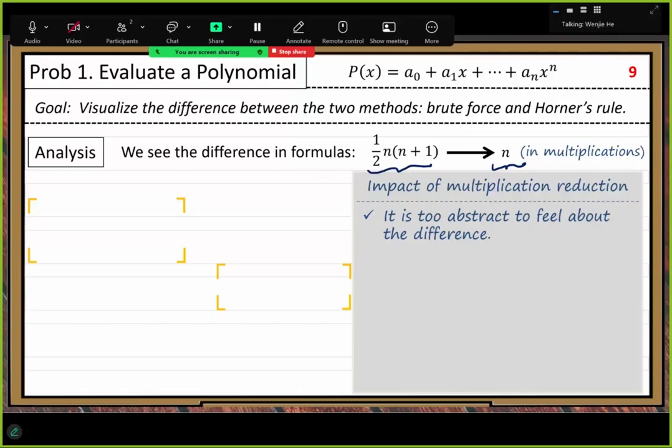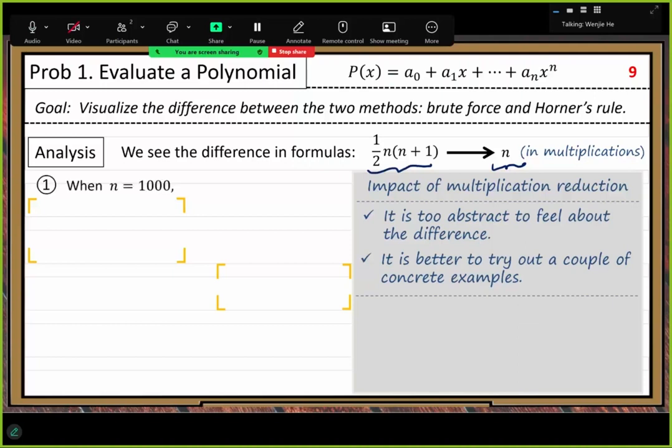We want to try something so we can feel about it. These two formulas are too abstract; although the difference is big, you cannot feel it. So here we want to work on some concrete examples. The first example, let's try n equals 1,000.